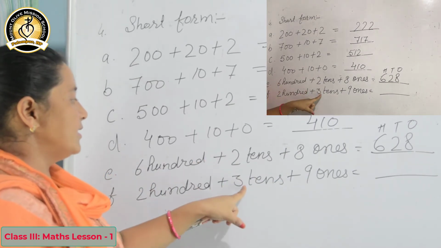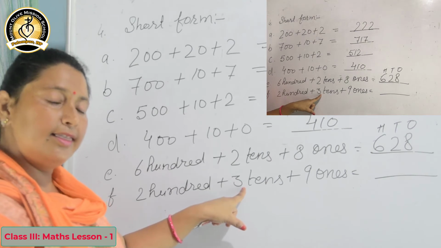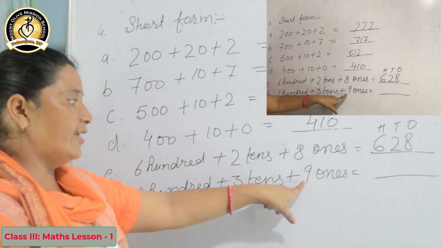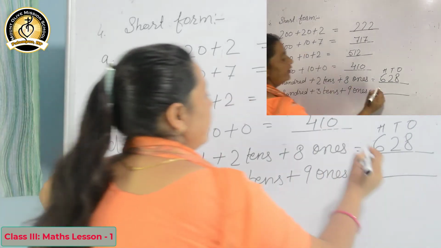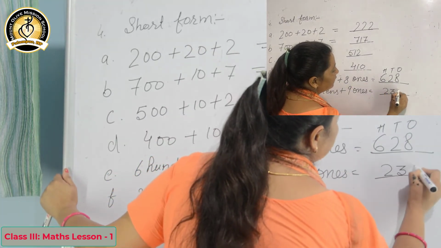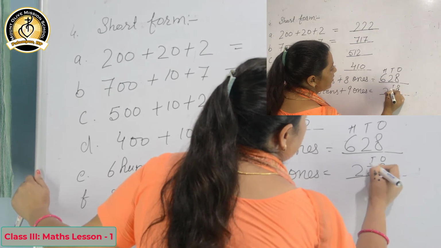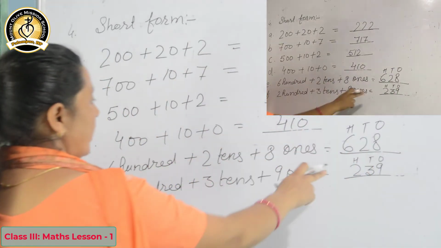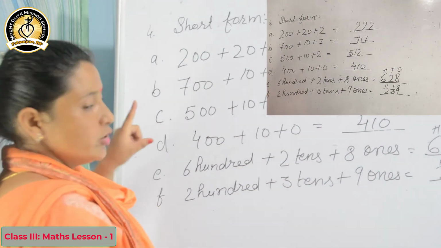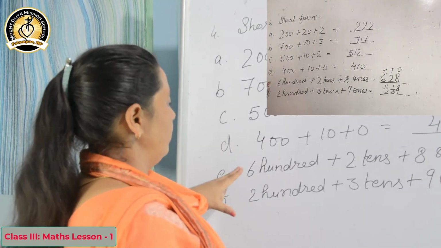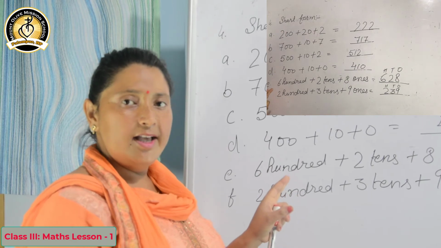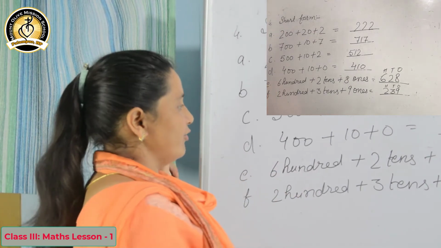200 plus 3 tens. 3 tens are 30. Okay. And 9 ones, 39. Means 239. Ones, tens and 100. 239. So this is the question number 4. Write each of the following in short form. Okay? Is that clear? I hope all the students understood this very well.